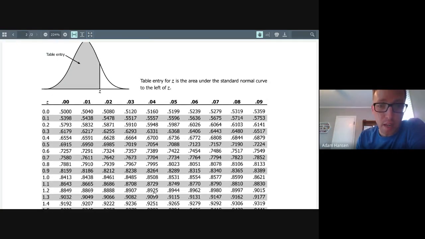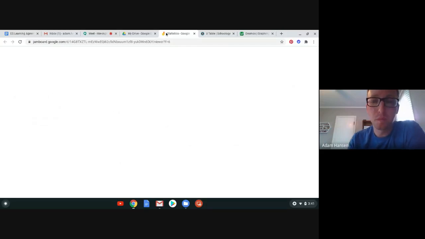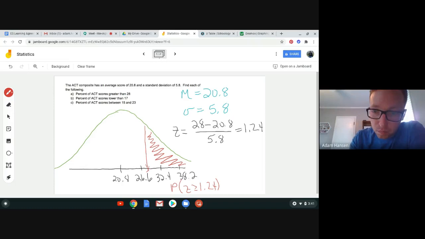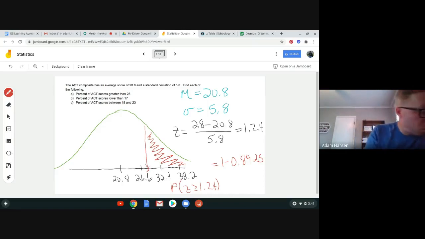1.24 would be 0.8925. But now be careful. On the picture, I drew the curve to the right. 0.8925 gives me the distribution to the left. But it is easy to find our final answer because I know that everything under the curve has to add up to 1. The area of the entire distribution, the area under the normal curve, must add up to 1. If this is 0.8925, the tail to the right, the other part, is just 1 minus 0.8925. So 1 minus 0.8925 is 0.1075.